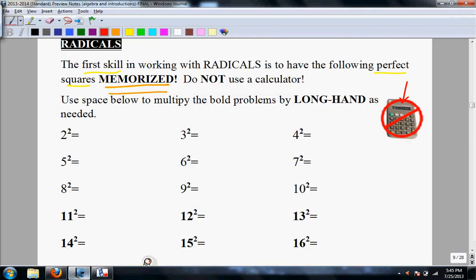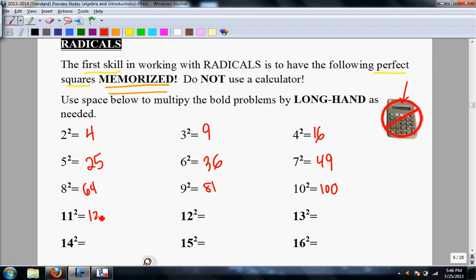Okay, if you need more time to finish, please pause the video and then restart when you have done calculating the perfect squares all the way through 16. Ready? Again, these must be memorized. So 2 times 2 is 4, 3 times 3 is 9. This is going to be 16, 25, 36, 49, 64, 81, and 100.